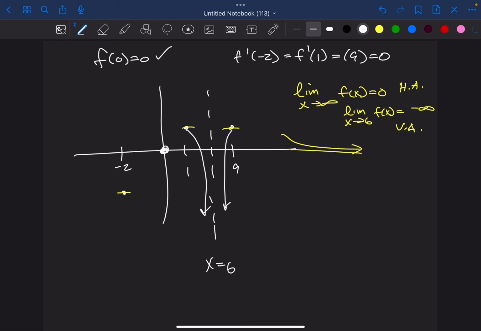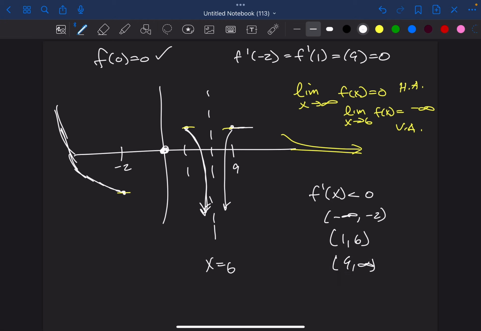What else do you want? It says the derivative is negative from negative infinity to negative 2. So it means it's decreasing from negative infinity to negative 2. So it's going down, decreasing. It's also decreasing from 1 to 6, which it is. It's decreasing, makes sense. And from 9 to infinity, it's decreasing. Okay, so it's decreasing out this way, which makes sense. Check, I've done all those things.